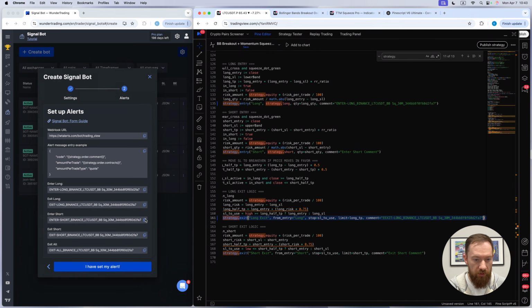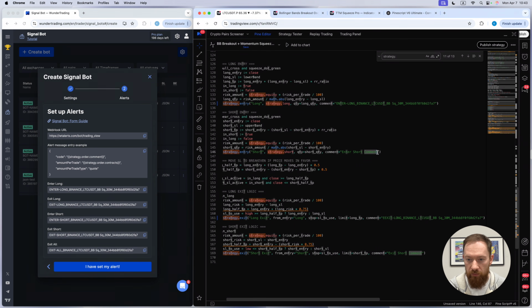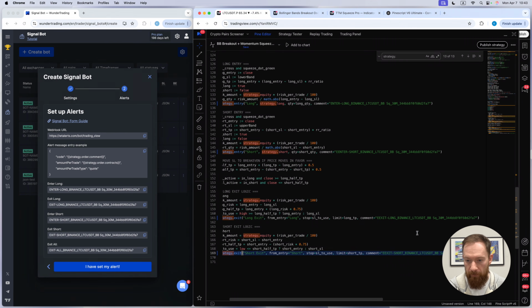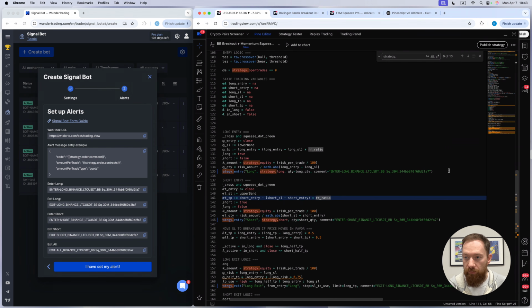Now we're going to do the same for the enter short conditions. So the enter short is over here. And exit short is going to be over here. Right. So we do have the conditions. Okay. So now we're all good and ready to go.